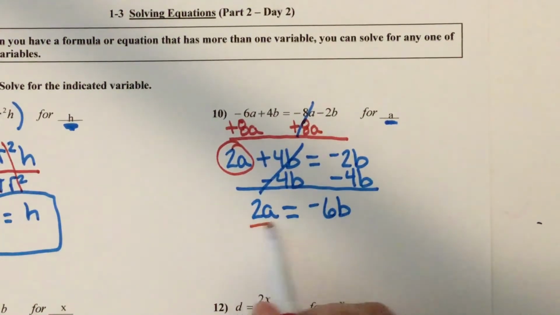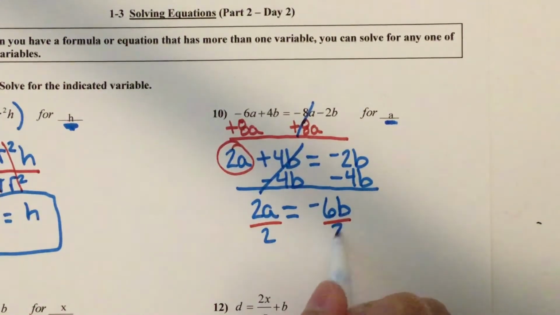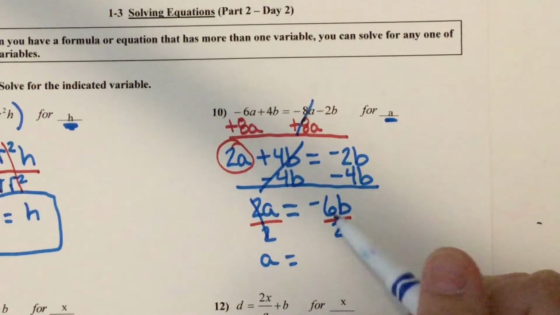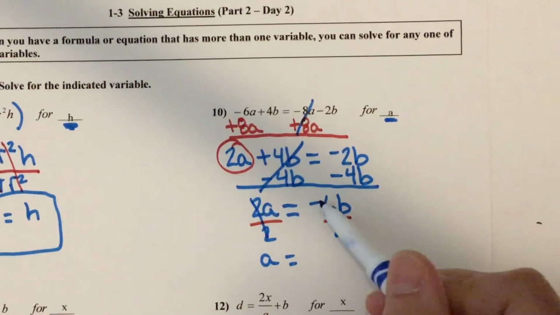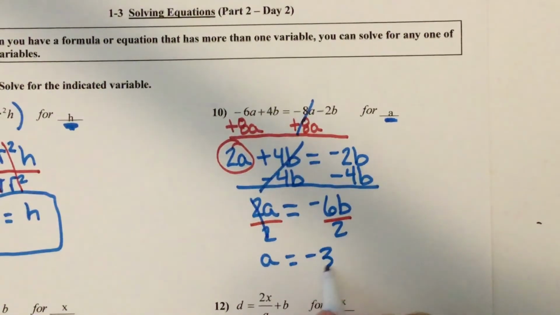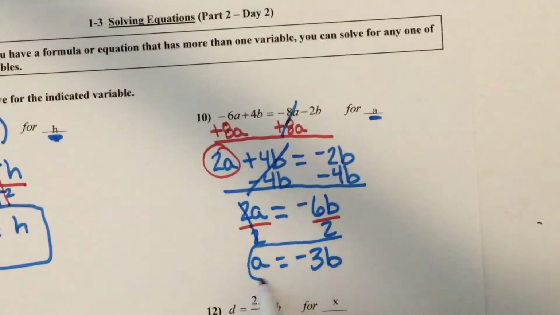Divide. To undo multiplication, you divide. So I'm dividing both sides by 2. And that makes 1, so all I have left is a. And then I can actually divide these numbers. What's negative 6 divided by 2? Negative 3. And then the b just recopies. And that's my answer.